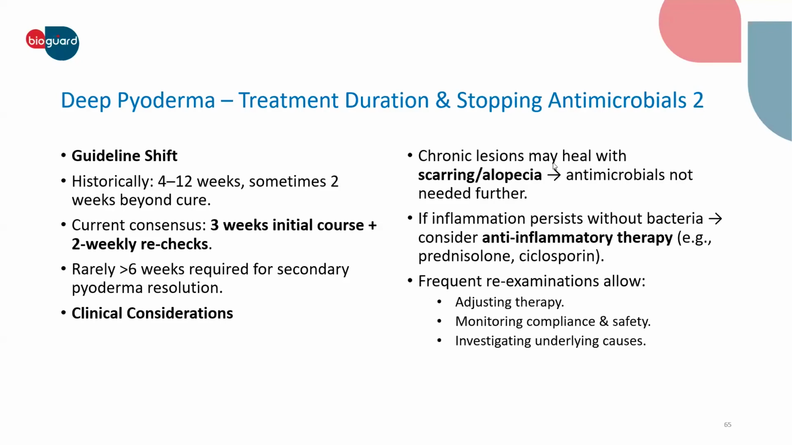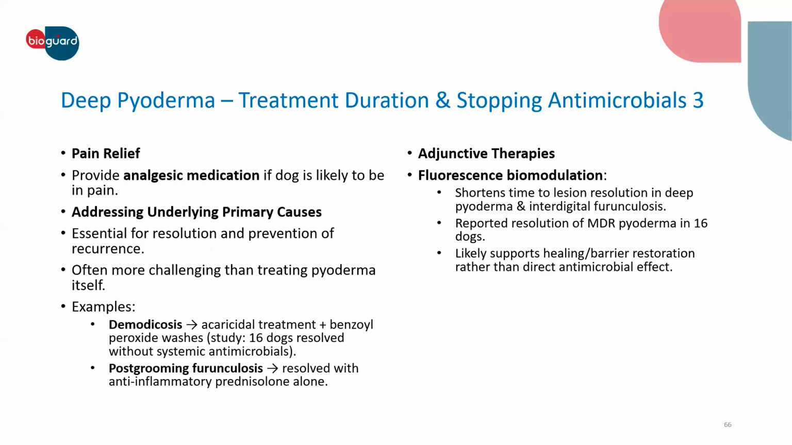And chronic lesions may heal with scarring and alopecia. Antimicrobial is not needed if the inflammation persists without bacteria, then consider anti-inflammatory therapy. Frequent re-examination allows adjusting the therapy, monitoring the compliance and investigating the underlying causes. And pain relief may be required if the dog is likely to be in pain.